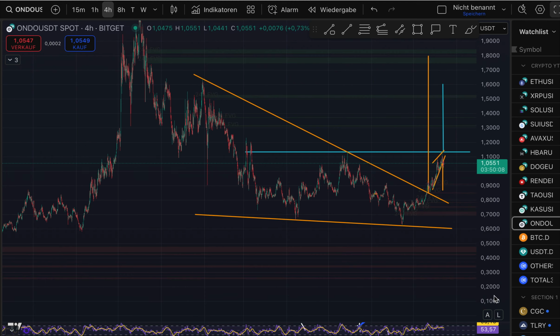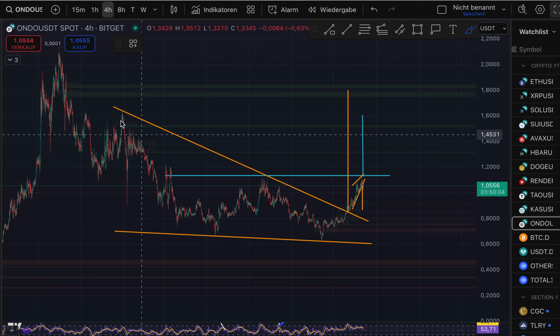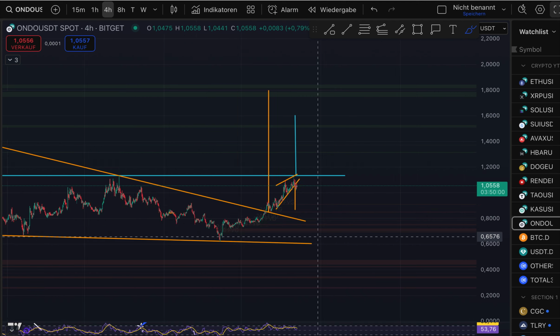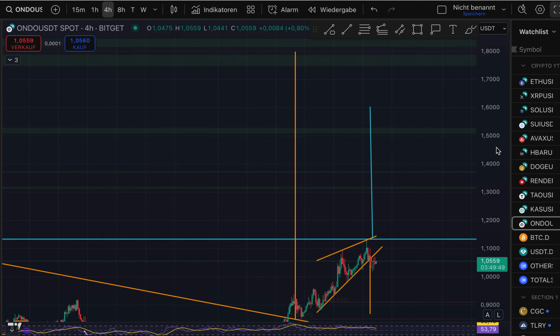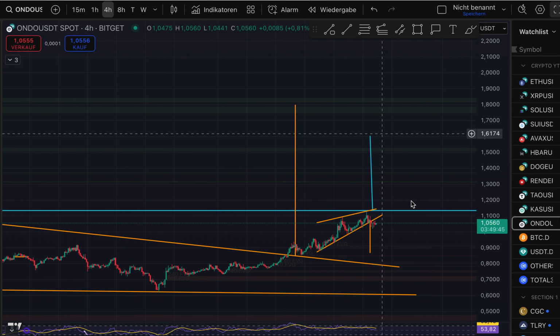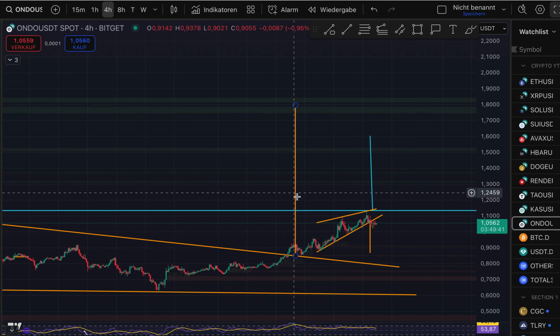So if we look into ONDO, ONDO broke out of a big falling wedge, this one here. Let me zoom in. Breakout, retest, follow through. So ONDO looks good. The overall target, in my opinion, for ONDO is the $1.80. But we are also having a small bearish chart pattern.